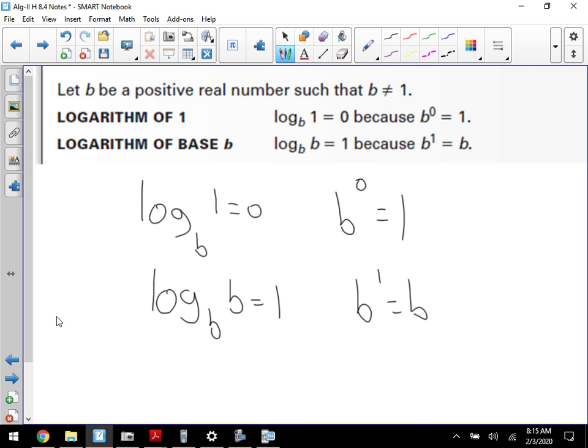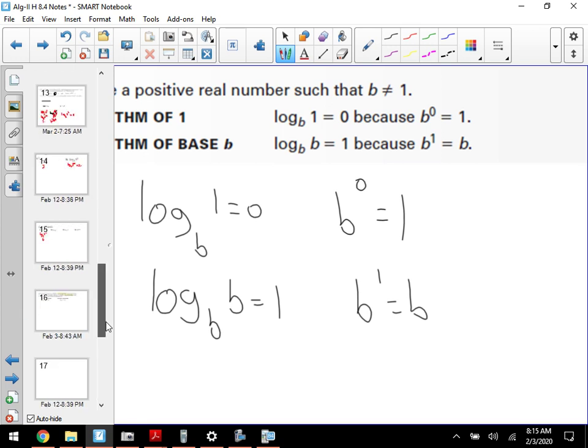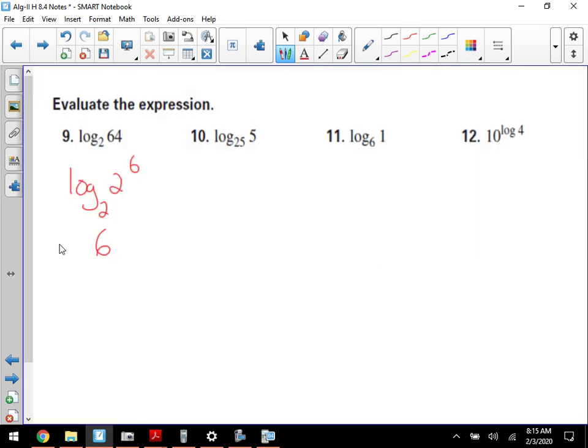So b to the 1. Whenever you have log base b of b, that's 1. And this was your 0, because that means 6 to what power gives you 1? 0. And then the last one, it's 10 to the log of 4. What does that have to equal? 4. Because remember, these guys have the same base here.